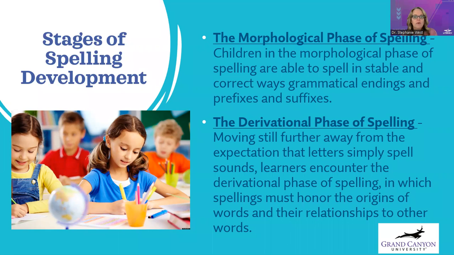And then the derivational phase of spelling, I think I said that wrong, is when they're spelling the sounds and they're understanding those different phases of spelling. They're able to know the words, honor the words, know what the words mean. And so this all comes together and they're able to use the words that they have learned in relationship with other words.